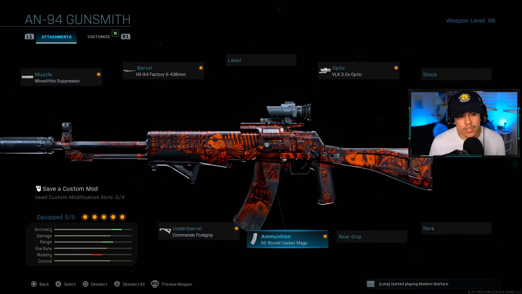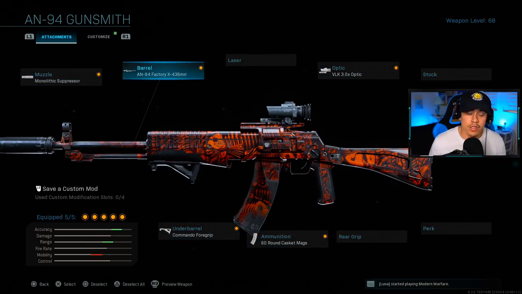All right, so for my Warzone setup, it's going to be looking a little different. Of course, obviously, the aim down sight speed and movement speed is not going to be as fast as multiplayer. In Warzone, you do want to prioritize your range as much as you possibly can, as well as that recoil control. So for the muzzle, we're running with monolithic suppressor once again. Barrel is going to be the factory X 438mm, and the optic is going to be the VLK optic.